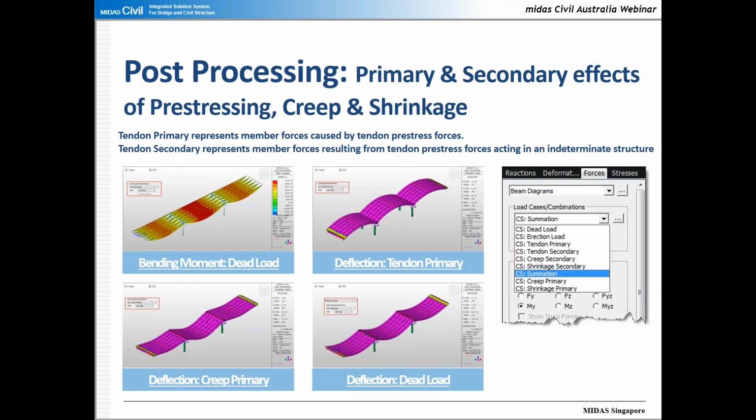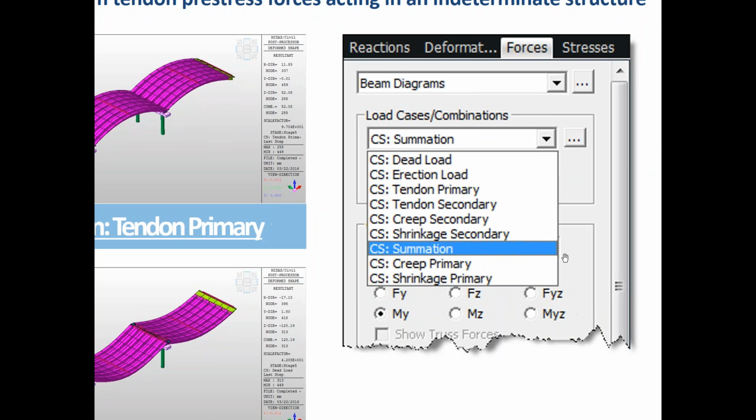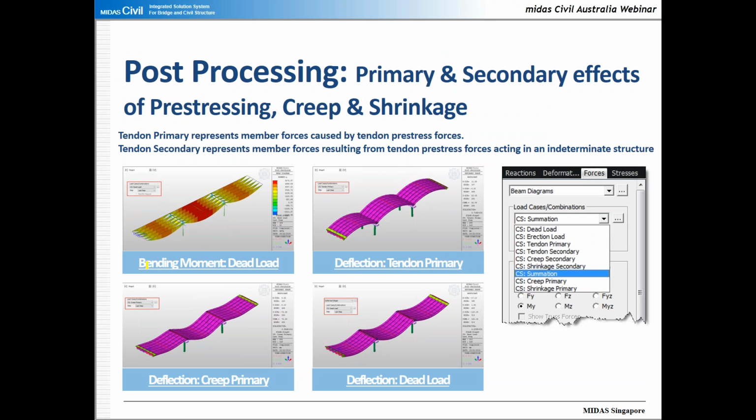So here you can see that we can see the primary as well as secondary results for tendons, creep as well as shrinkage. We can see the results due to the dead load, and we can even see the summation of all those load cases. And we can see the bending moment as well as the deflection shape due to these various effects, and we can even see the stresses in the table as well as in the graphic form.